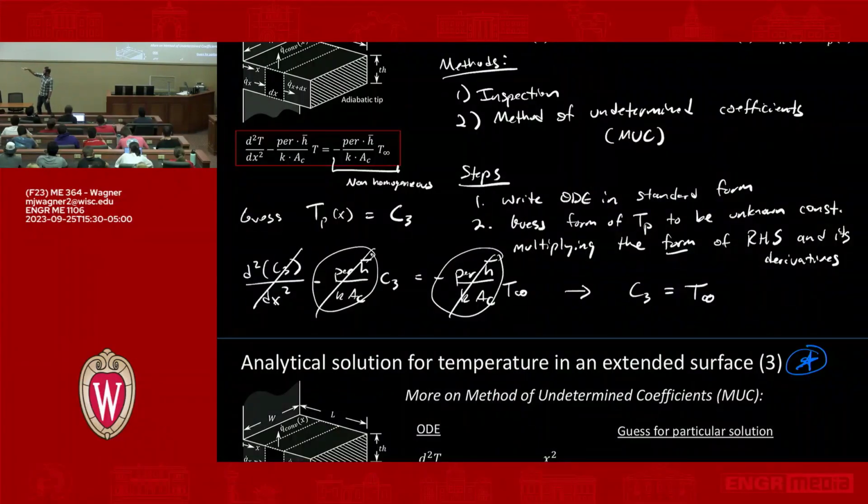If you then are left with C3 subbing in for our TP, then it just says C3 is equal to T infinity. So that's our particular solution. That equation satisfies the differential, the ODE. So that was a really simple example where the stuff on the right-hand side is all constant, and so it's not especially interesting.